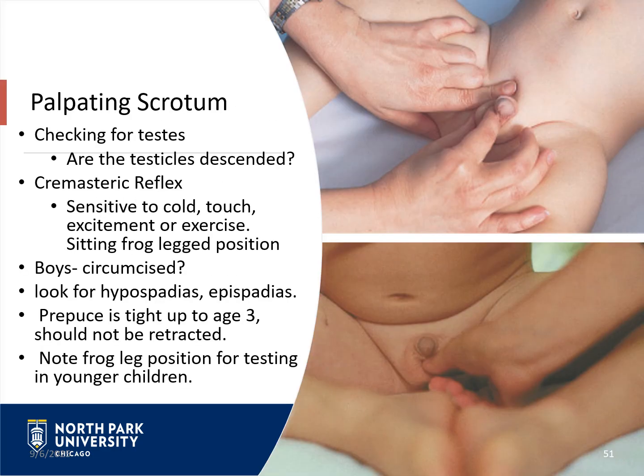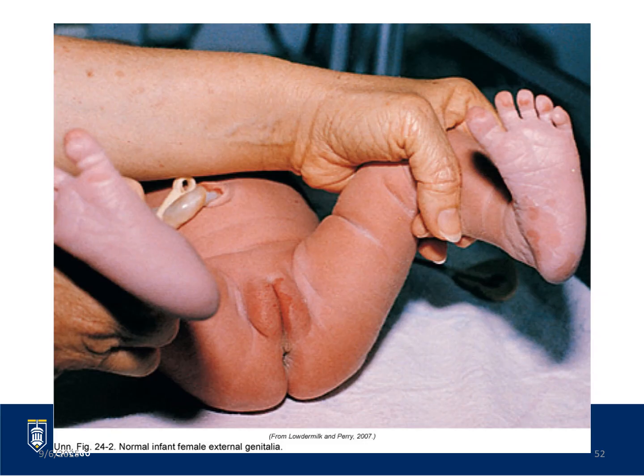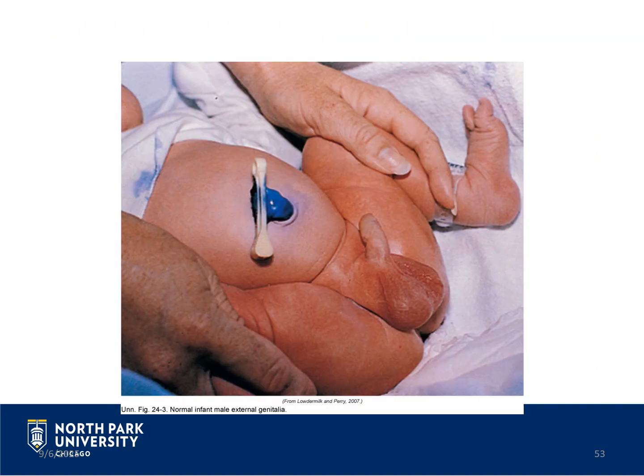So here is how we palpate the scrotum. And this is a little girl looking for normal. This is a normal infant female external genitalia. It's normal for females to have some thick white discharge. They also may have some spots of blood. It's their first little period. It's a pseudomenses. That is due to their mother's hormones that are in their body.